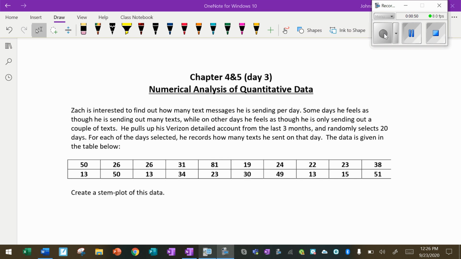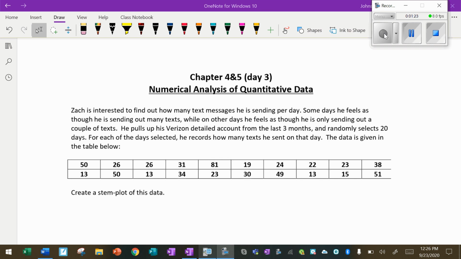Some days he feels as though he's sending out many texts, while other days he feels as though he is only sending out a couple. He pulls up his Verizon detailed account from the last 3 months and randomly selects 20 days. For each of these days selected, he records how many texts he sent on that day. The data is given in the table below. So, what I would like to do is, if you have to pause the video to do this, take a moment and put those 20 pieces of data into list 1 of your calculator. So pause the video and do that now, please.